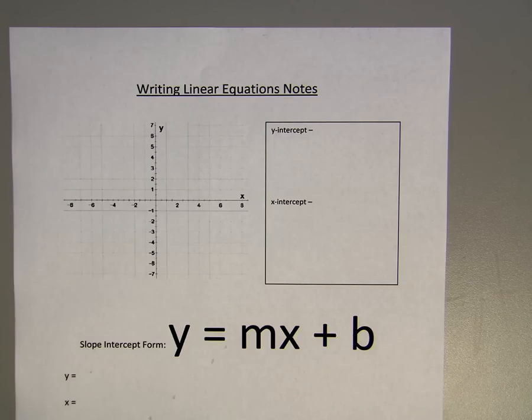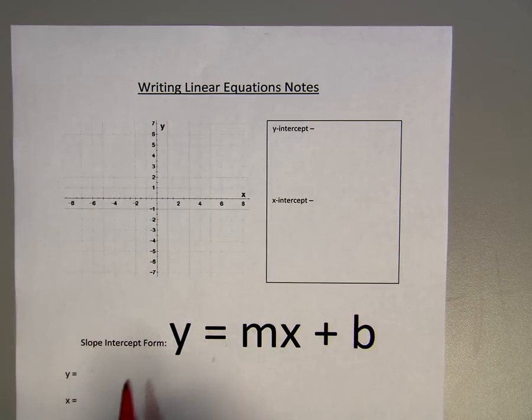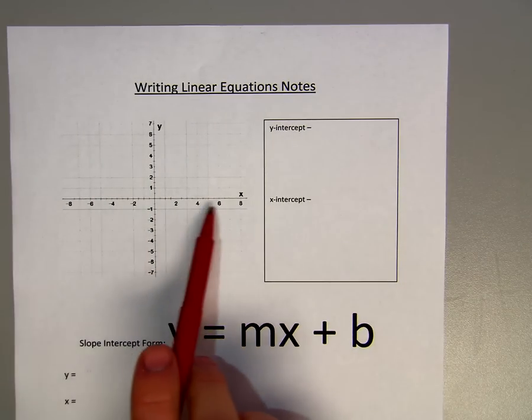So today we're going to be talking about writing linear equations. First we're going to start off by looking at our graph, just a blank graph. We're going to talk about where the x's and y's are and what the values are. If I have my four quadrants here, this is my x-axis right here.